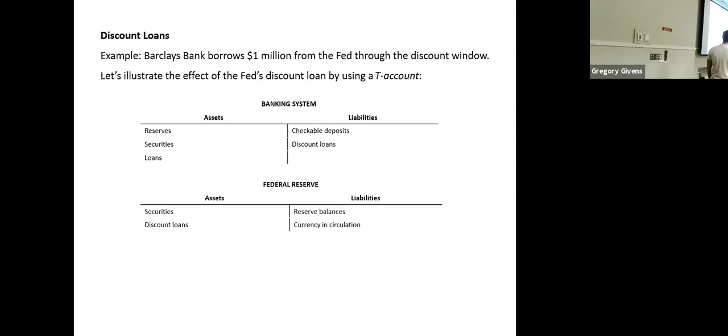And the Fed's two main assets are its securities holdings and its discount loans to banks. Its main liabilities are, of course, the monetary base, reserve balances plus currency in circulation.